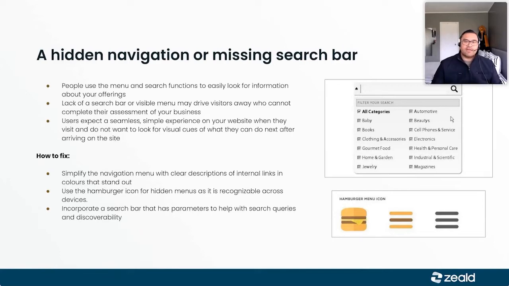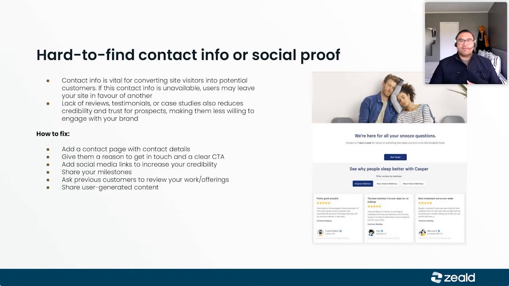All right, let's go to hard to find contact info or social proof. Additionally, contact information or social proof that's hard to find on a website also makes it really hard for visitors to navigate and use your website. The contact page on a website plays a critical role in turning prospects into paying customers. If this contact information isn't readily available, or is incomplete or outdated, it can make your website look unprofessional or untrustworthy. And just like any contact information, site visitors are also searching for social proof to help them make their decision to work with you or buy from you.